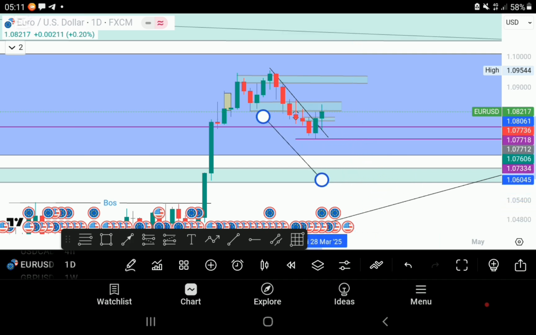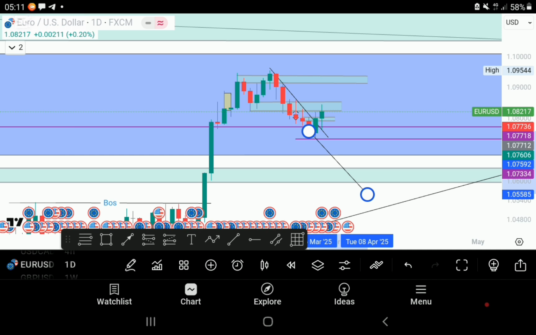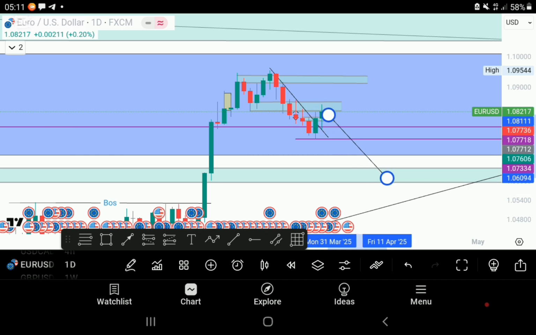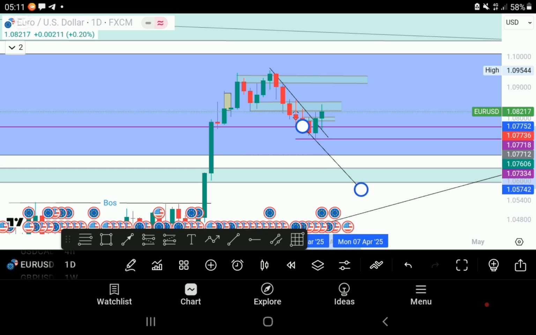This is a blind spot which is forming as SNR, right? SNR is support and resistance. So our support becomes a resistance, guys. So the market actually resists.